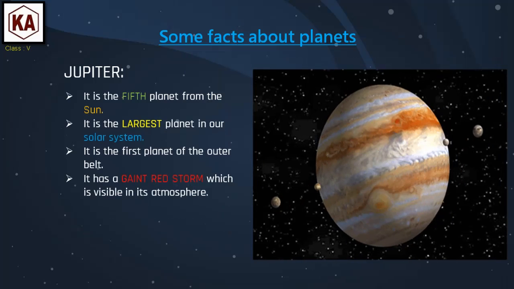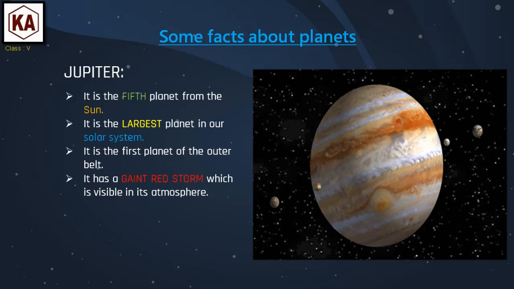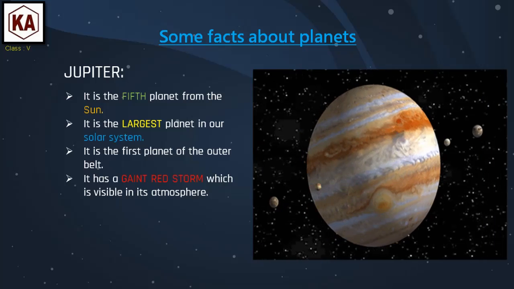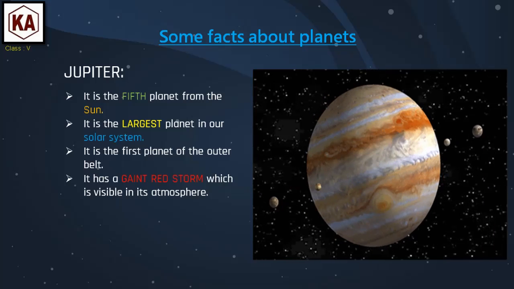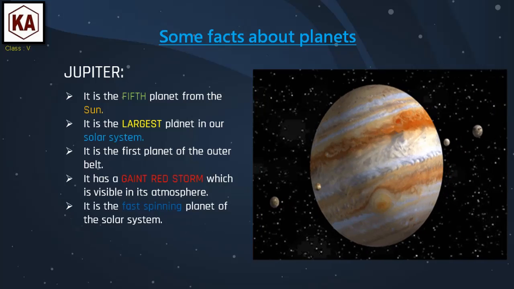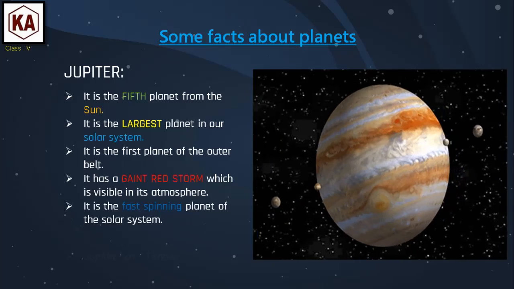It has a big red giant storm that you can see in its atmosphere. Did you see this red giant eye in the picture? Yes, I'm talking about this, and it is actually the storm. It is the first spinning planet of our solar system. Let me tell you guys, it has so many moons, 79 to be exact.